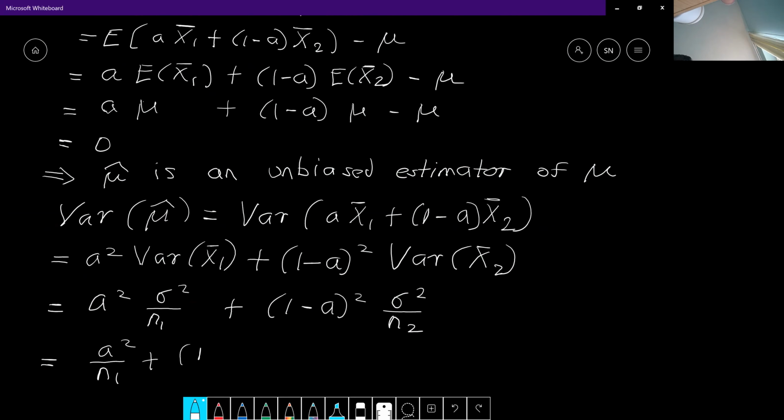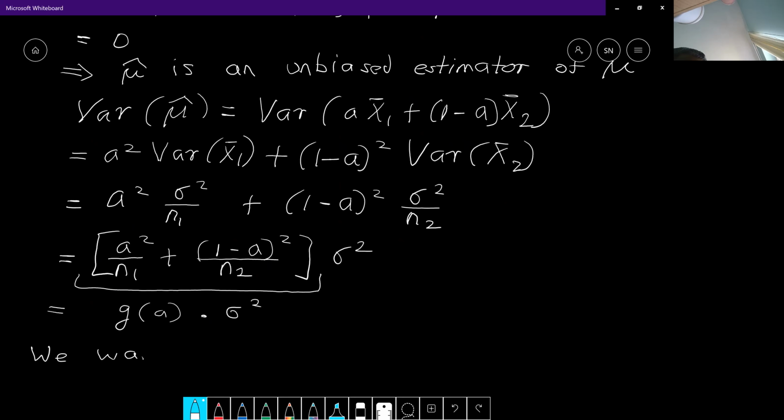Now we want to minimize g of a with respect to a.